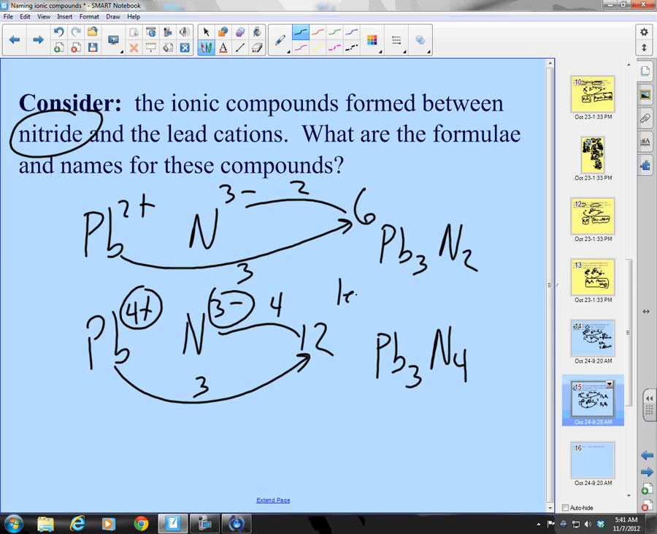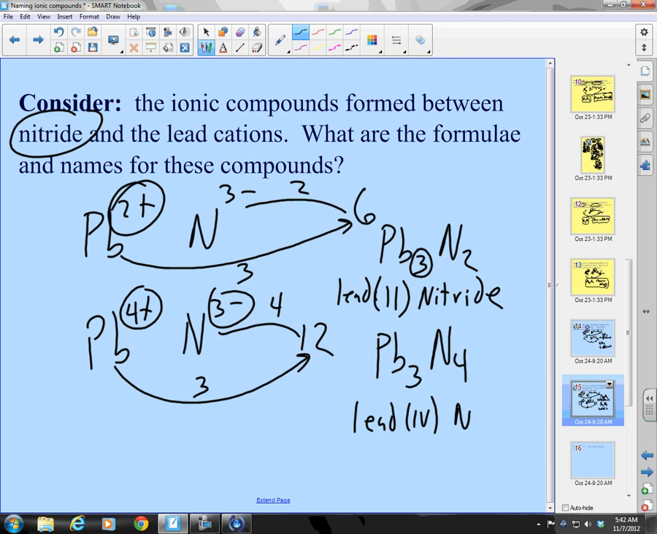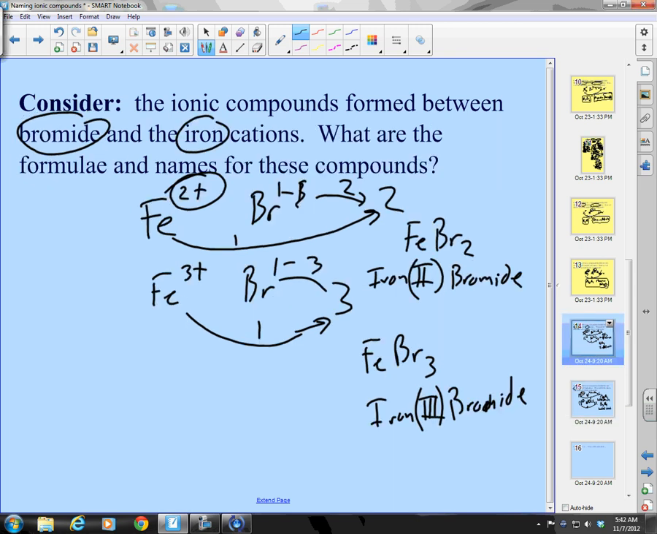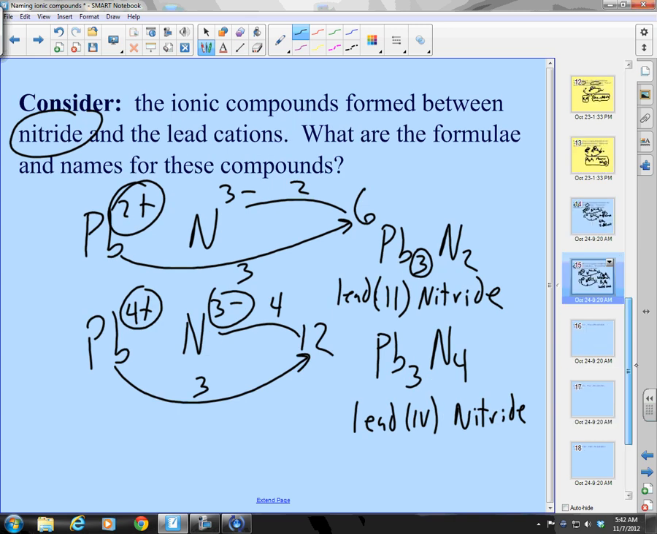This would be lead what? 1, 2, 3. Lead 3. No, it's not. Not this number. What goes in parentheses? Not the subscript, but what? The charge, right? Lead 2 nitride. And what's this? Is this lead 3? No, it's not lead 3. It is lead 4. Lead 4 nitride. Got it? Cool. Excellent.